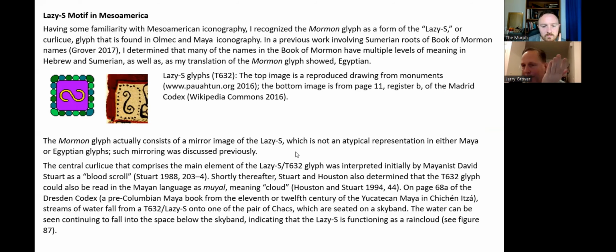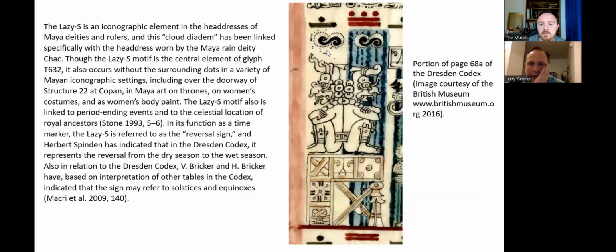So again, it has some meanings related to records, like in the Egyptian. And then it also means the cloud where water rains, the water comes out of it. Up here, you can see above these are the chalk, the rain god. And of course, in the Book of Mormon, we have the waters of Mormon, right?